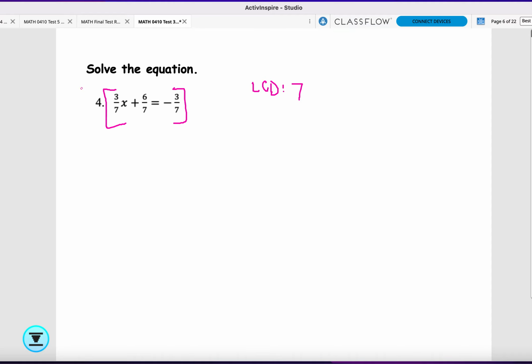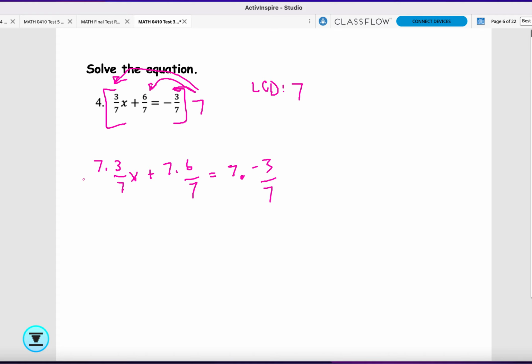So we're going to multiply 7 to this whole equation. So times 7. So it'll be times this fraction, and times the last one. So then we're going to get 7 times 3 over 7x plus 7 times 6 over 7 equals, and then 7 times negative 3 over 7.